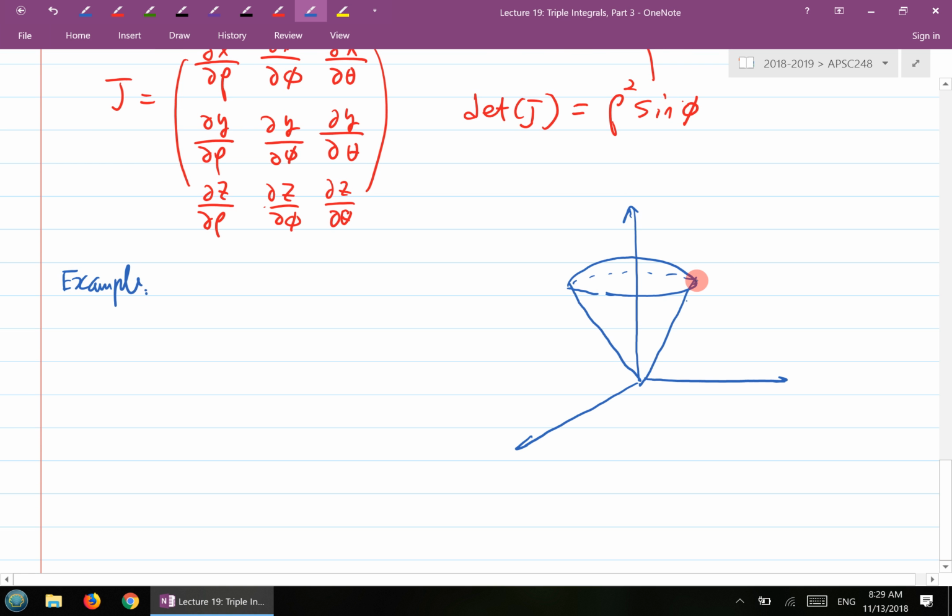So here we're given a real ice cream cone. Here you have two surfaces. The bottom surface is z equals x squared plus y squared. That's basically the cone that we have been talking about.